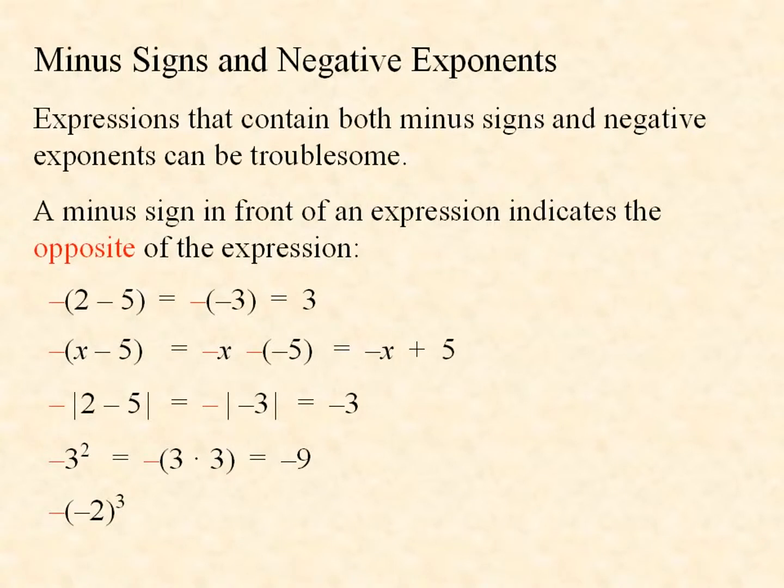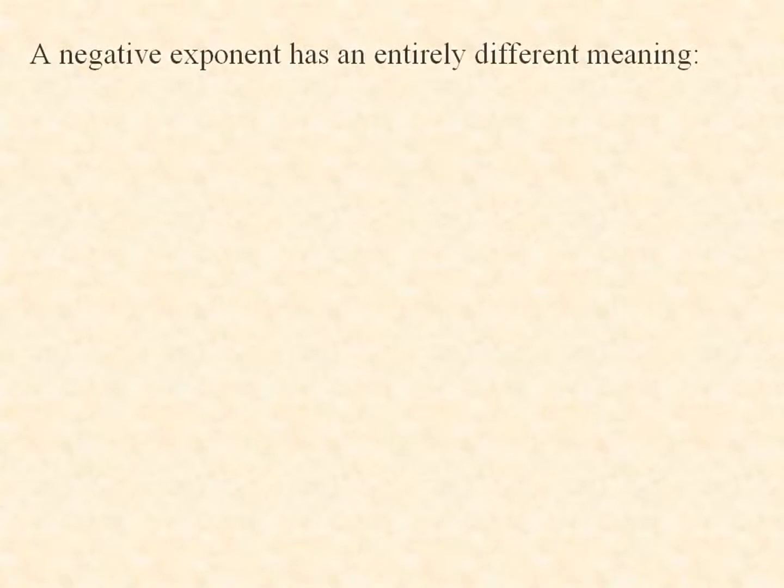Here's the opposite of negative 2 to the third power. Well, negative 2 to the third power is negative 8, so this is the opposite of negative 8, which is positive 8. You have to be careful about things like this. A negative exponent has an entirely different meaning. For example, 3 to the negative 2 power means 1 over 3 to the positive 2 power, and so it's 1 over 9.